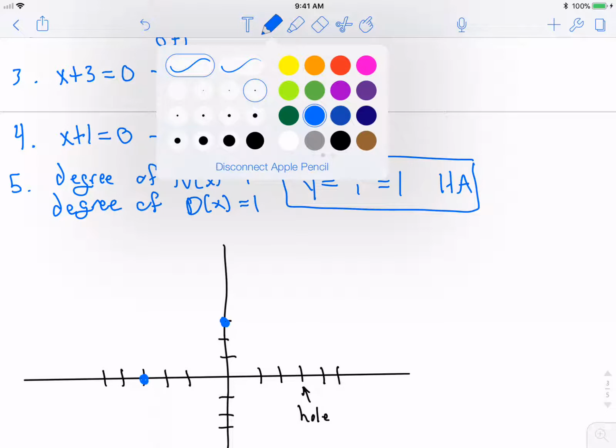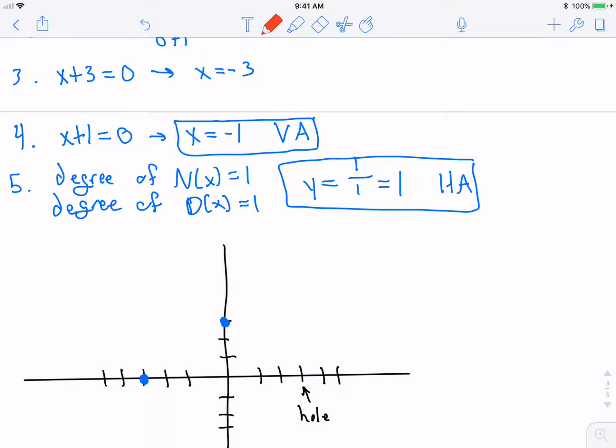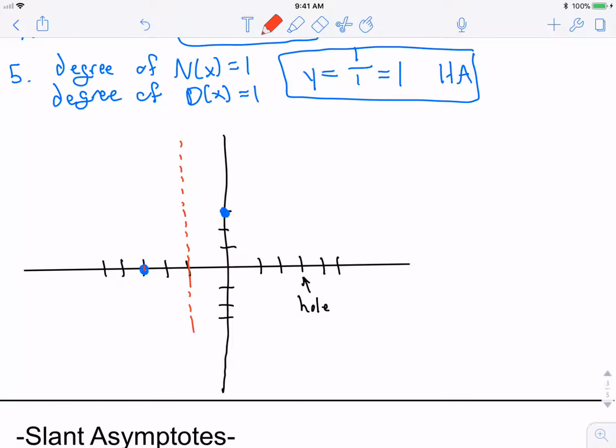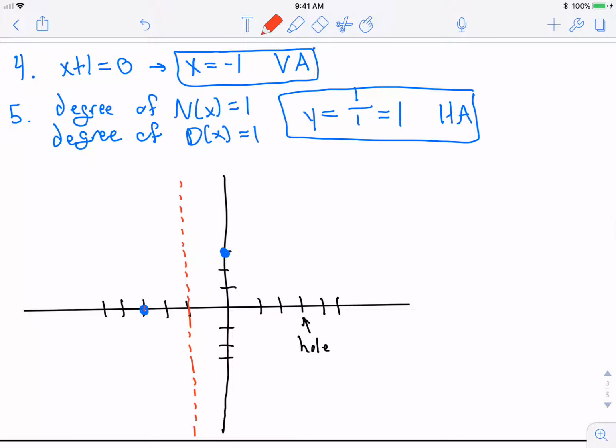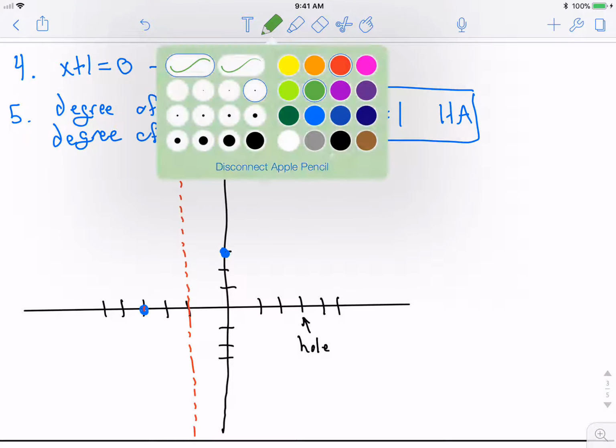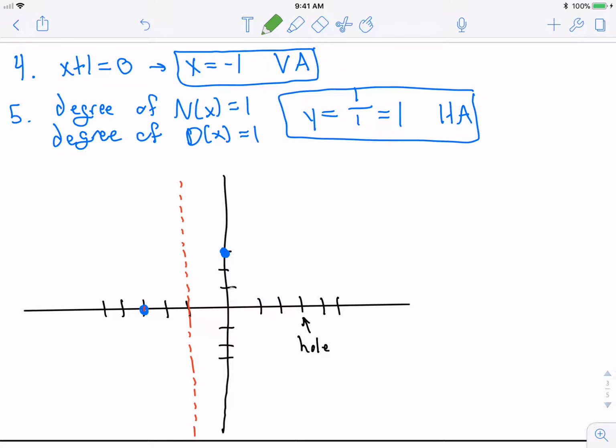Step 4 says we have a vertical asymptote at x equals -1. And step 5 says we have a horizontal asymptote at y equals 1 right here. And now we actually have enough pieces to graph this.